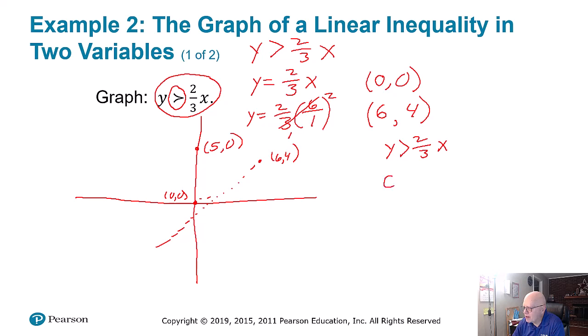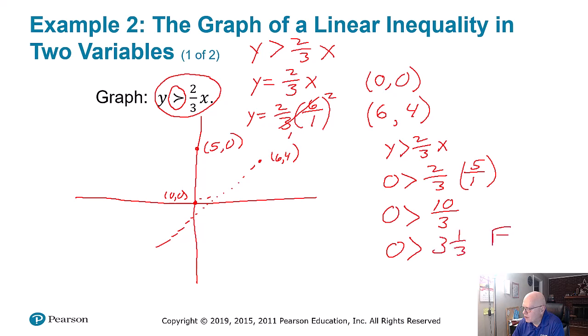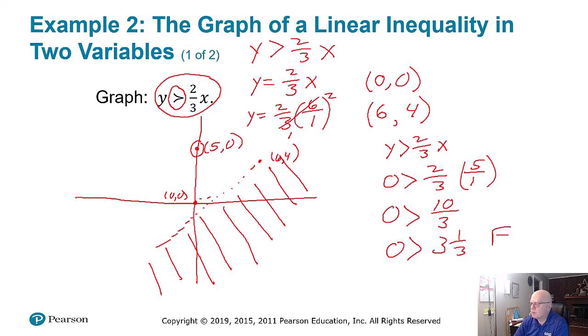The y is a 0, greater than 2/3 times 5, which is 5/1. So what I've got is 0 is greater than 10/3, or 0 is greater than 3 1/3. False. Wrong side. This point right here is on the wrong side of the line. So I'm going to shade in the other side of the line, all of which will make it true. And there's the graph of my linear inequality.